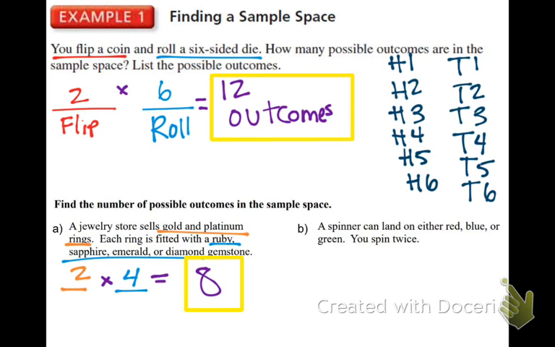Okay? And then the last one is a spinner that can land on either red, blue, or green. You spin twice. How many options are there when you first spin? 3. And then when you second spin? 3. Still 3. So 3 times 3 is 9 outcomes. You could get red and red, red and green, red and blue, so on and so forth. Okay, are we all okay with sample space? Perfect.